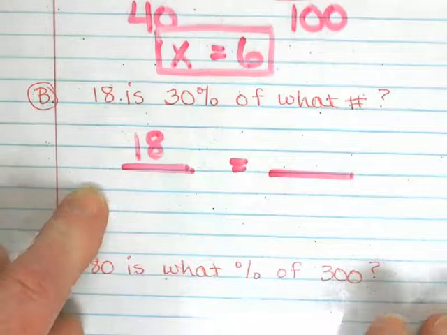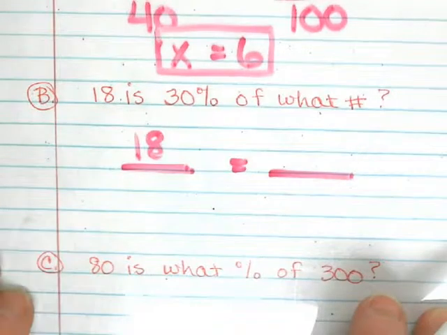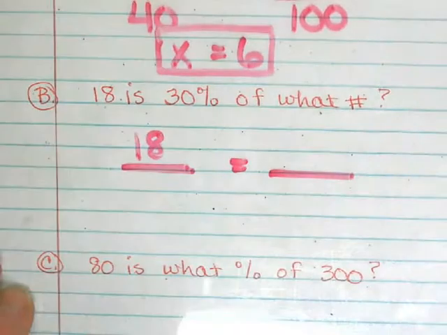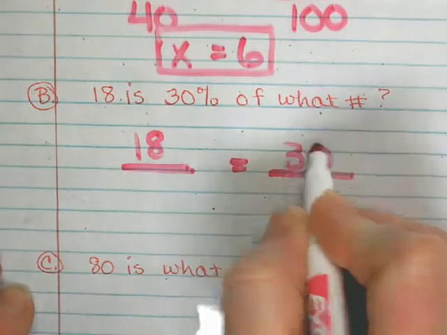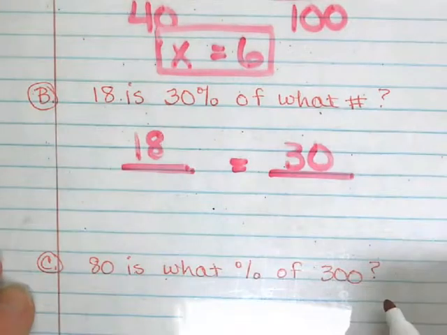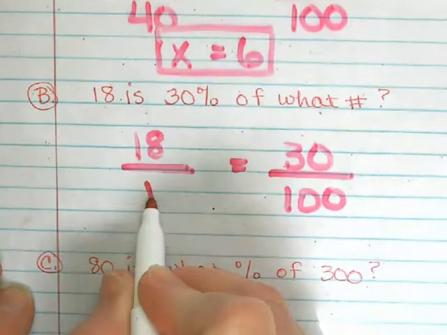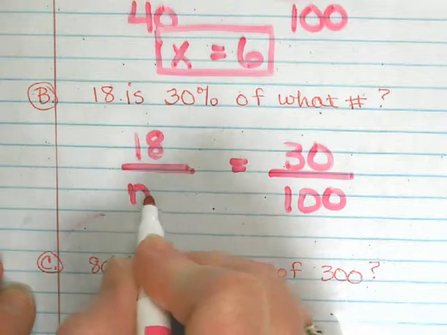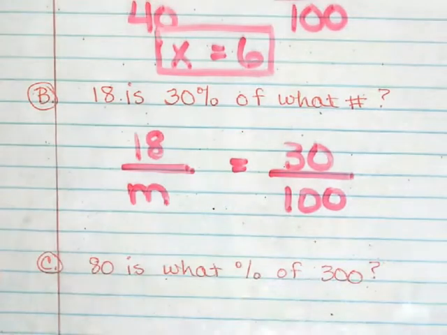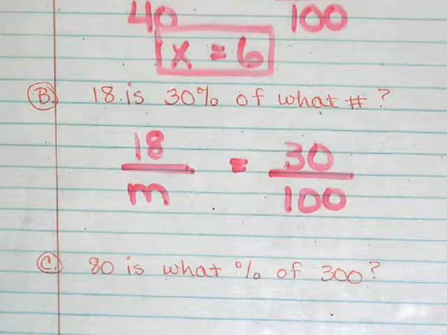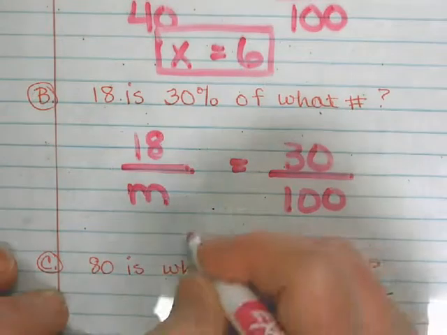Where should I put the 30%? On the right side, right across from it. I'm going to put 30 here. And what else do you know? 100. And then what's down here? X. You can put whatever you want here. You could put an M if you want. What are you multiplying by this time? 18 times 100, 1800. And then what are you going to do? Divide it by 30. X equals 60.